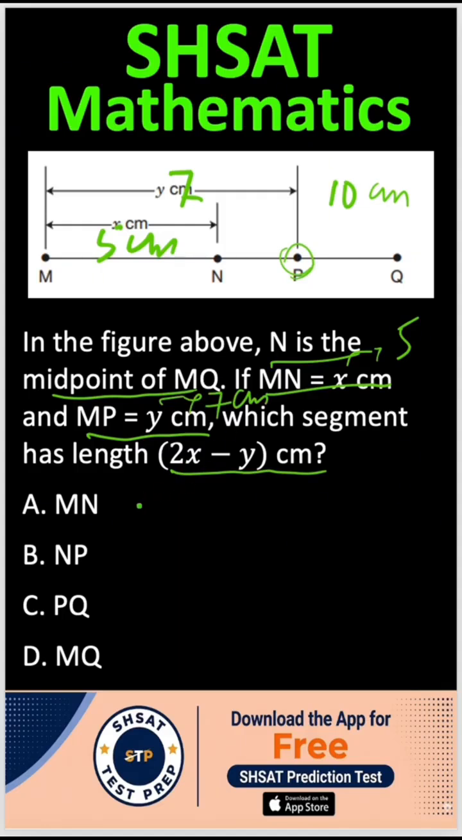Now let us plug in the values. 2 times 5 minus 7 equals 2 times 5, 10 minus 7 gives us 3. So that means PQ is 3 centimeters. We have to subtract 3 from 10. So that means the remaining part after MP will be 3 centimeters, which is PQ. And with that, the final answer is option C.